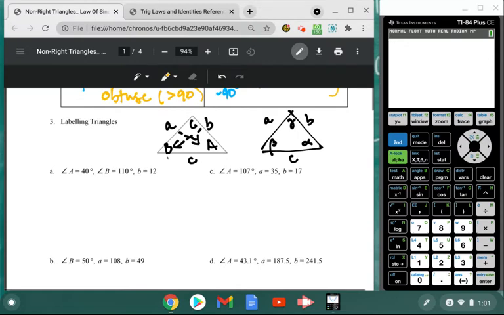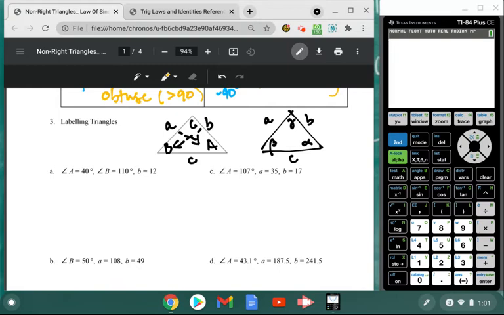Let's go ahead and look at some examples. Here in number 3, we're going to work on constructing the triangle, just drawing it, labeling it, and then we're going to decide what kind of a relationship there is between the sides and the angles. After this one, we'll look at actually solving these triangles.